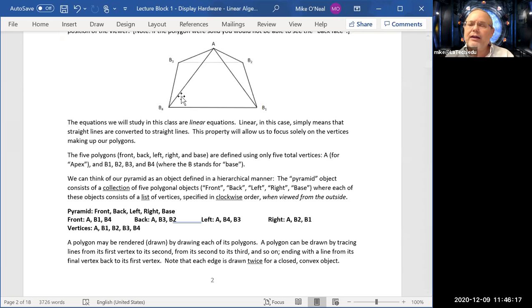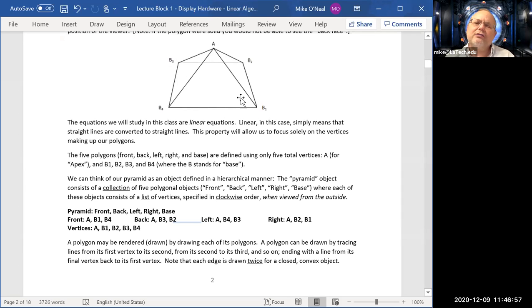So that's one of the reasons why we use polygons: once you've set up the polygon structure, you really only have to worry about the vertices. So we've named our vertices A, or apex, and then our vertices for the base, B1, B2, B3, and B4, right? So that's 5 vertices. And these 5 vertices are used by the 1, 2, 3, 4 triangles and the base. So in this case, we ended up with 5 objects and 5 vertices, but that's not always the case.